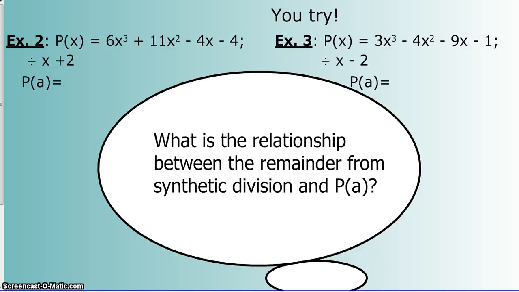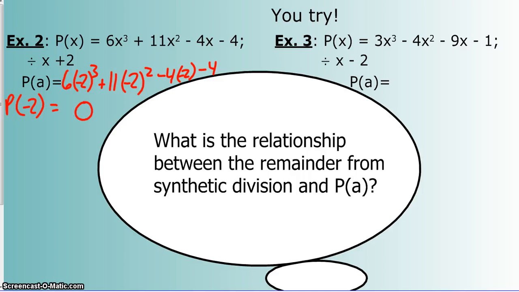So we want to do p of negative 2. So what would that mean? That would mean I would take negative 2 and plug it in for x. So I would have 6, negative 2 to the third, plus 11, negative 2 squared, minus 4 times negative 2, minus 4. Oops, negative 2. There we go. Make sure you're using your parentheses. So I'm going to plug that in, and I get 0. Again, we did that example before.